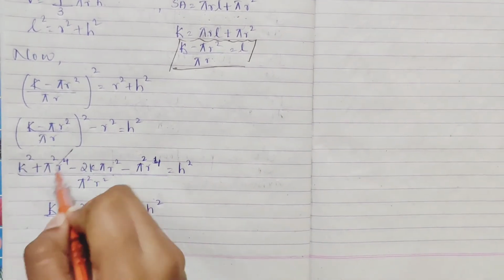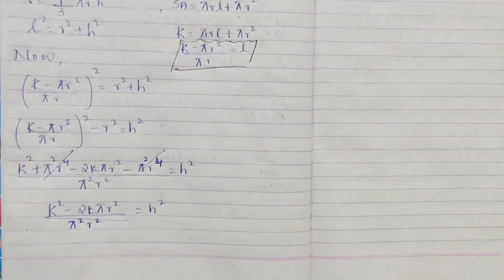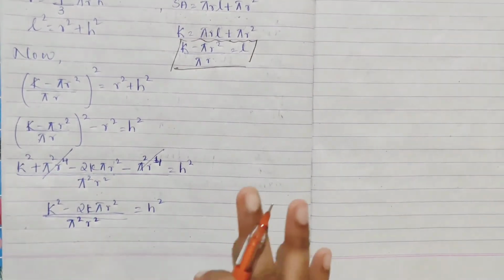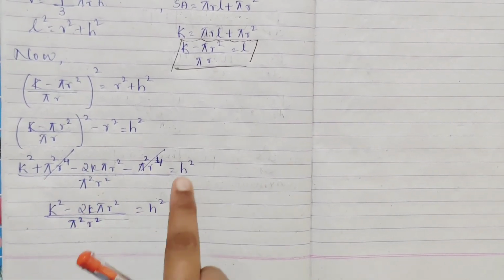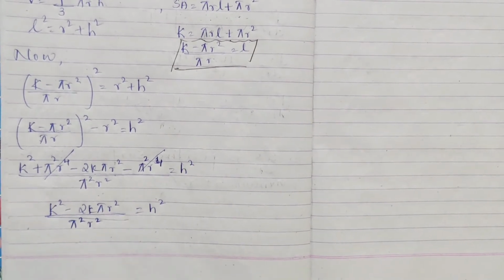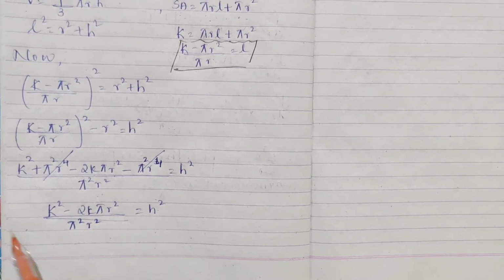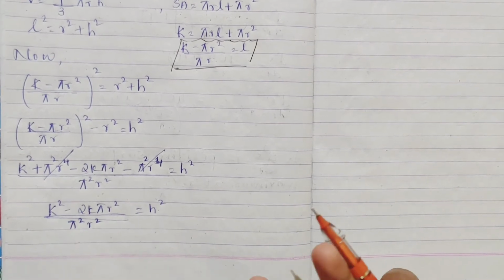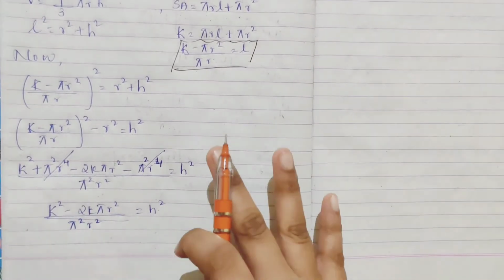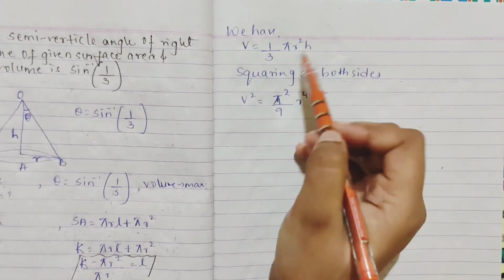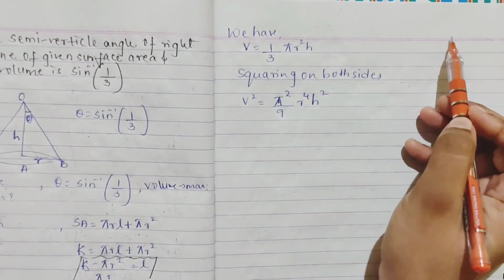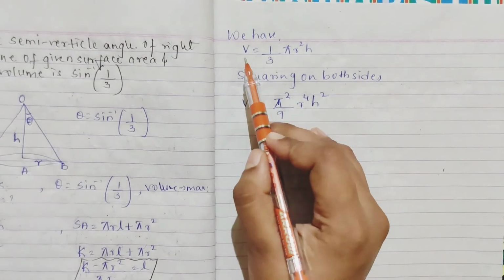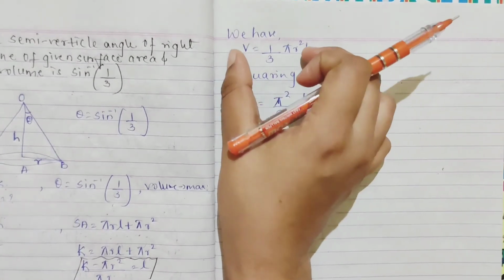Now here you see plus pi square r square minus pi square r raised to 4 gets cancelled. You will be left with k square minus 2k pi r square, whole divided by pi square r square, equal to h square. Yes, you are left with this. Here you will get h in a square root form. So instead of doing that, we will directly square our volume, either way it will be the same. If you put h here, it will be in square root form. That's it, simple. So we are taking the volume, because from here only we have to substitute, right?